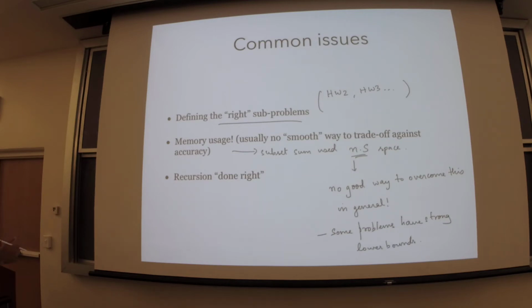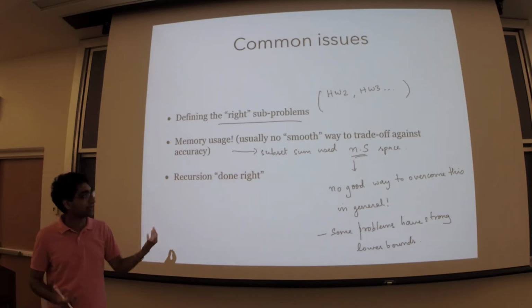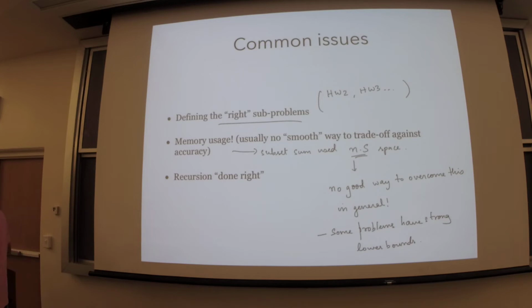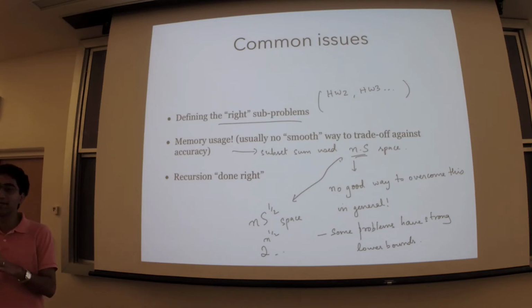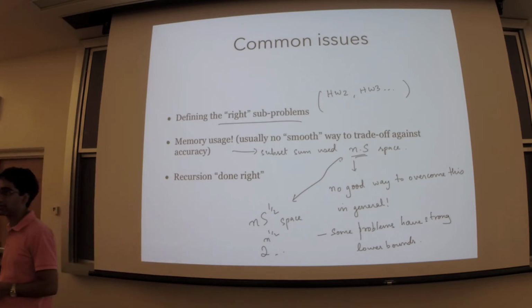And people have studied these time-space trade-offs in this context. So, for instance, some result that says if you want to use some n times square root of s space, then you can't do any better than some 2 to the n power half or something like that. Okay, so some non-trivial things like this are possible, but not in general. In fact, we'll see some example of this soon.